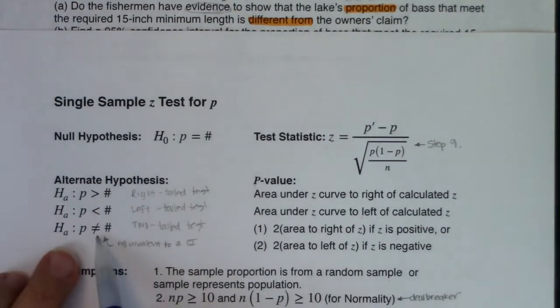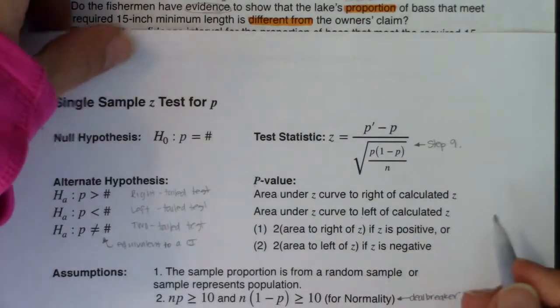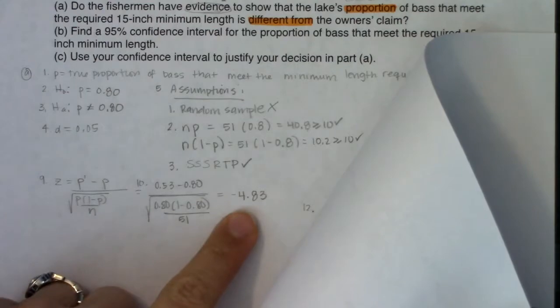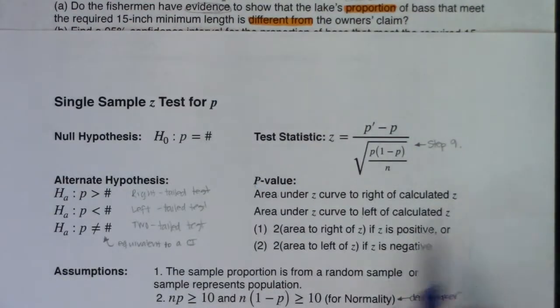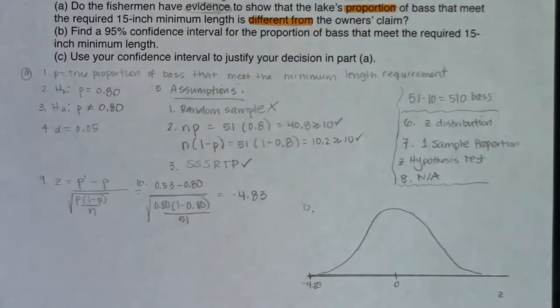When you have a not equals to alternate, you have to decide, was your number in step 10 positive or negative? Let's look back. So our number in step 10 was negative. So if z is negative, which it is, find the area to the left of z and double it for symmetry.